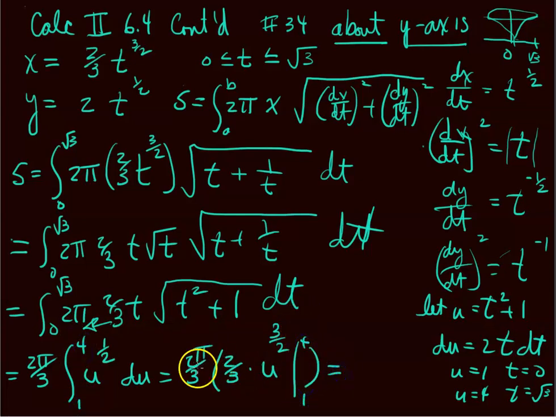And now I can write this. This becomes 4 pi over 9. Plug in a 4, take the square root, it's 2, cube it, it's 8. Plug in a 1, take the square root, it's 1, cube it, it's 1. So 7 times 4 pi over 9 is 28 pi over 9.